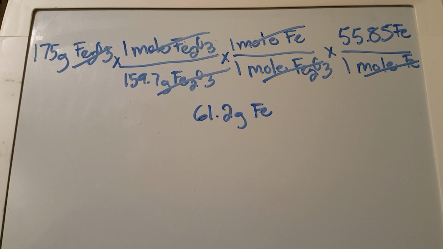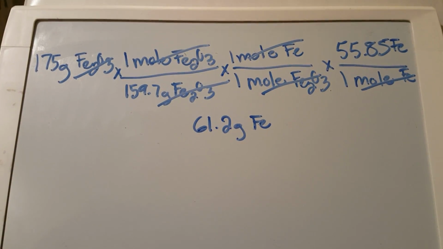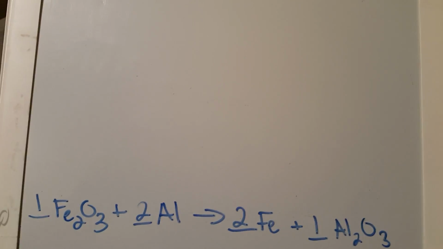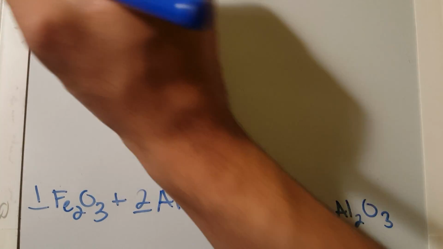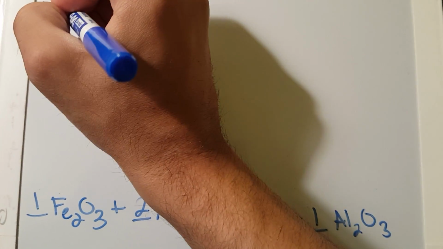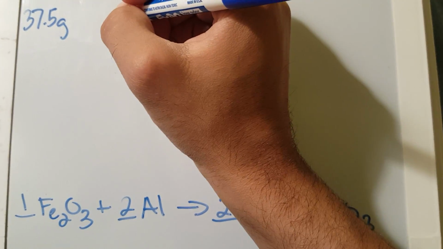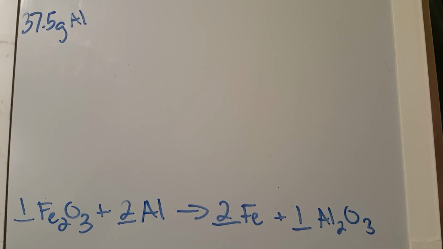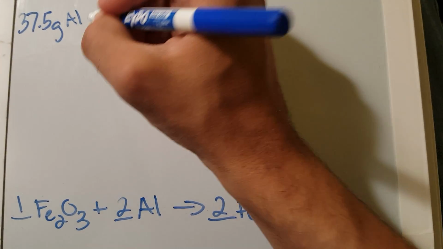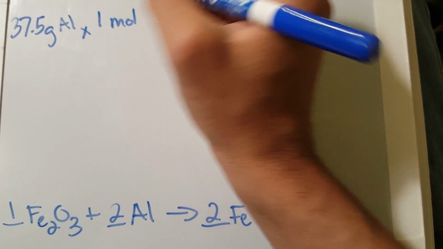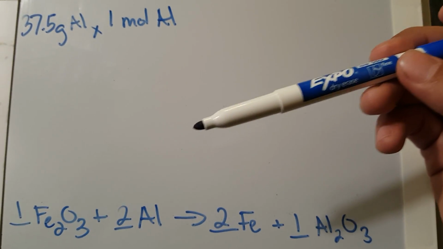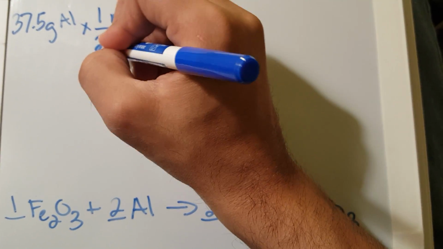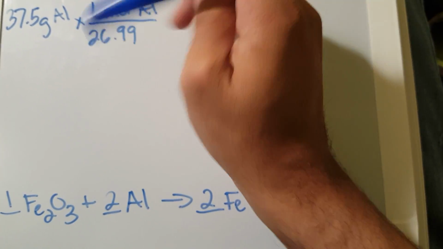And now that we have the first part of the problem done, we have to move on to the second. For the next part of the equation, you're going to start off with the 37.5 grams of aluminum, since that is going to be the second part that is going to give you iron. And since we have that part, we're going to times it by 1 mole of aluminum, since it only has 1, and it's going to be the weight of 26.98.